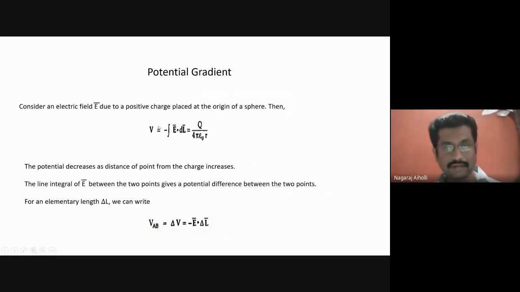LHS is V. V is equal to minus integral E bar dot dl bar. If I take the minus integration A to B of E bar dot dl bar, that is equal to our potential, and as we are taking between the points A to B, it will give us the potential difference between the 2 points A to B. Let us consider elemental length delta L here, instead of dl bar.